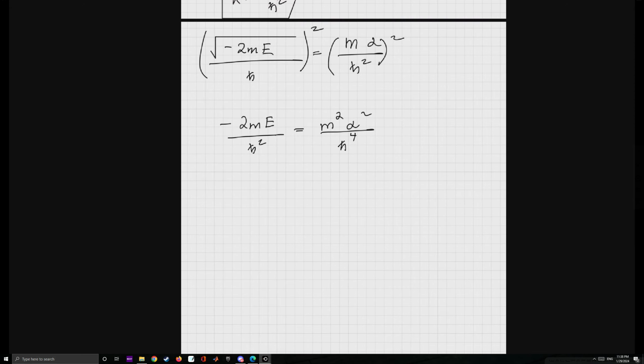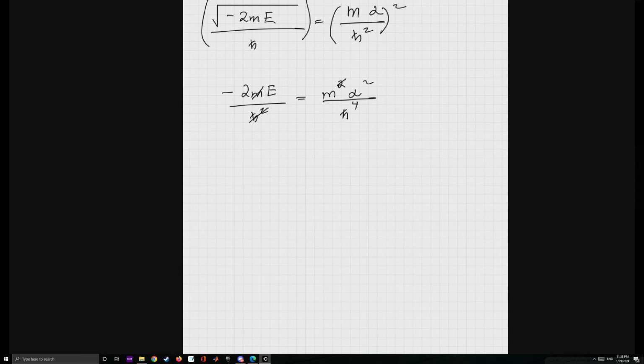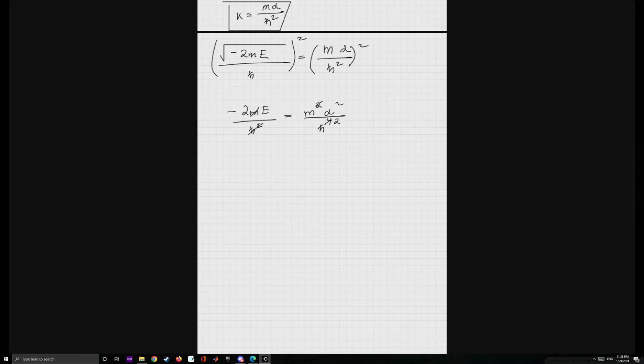Now if we just solve for E, let's cancel this. If we multiply by h bar squared, this cancels, and we're left with a square here. So what we are left with is E equals negative m alpha squared over 2 h bar squared. That is E.